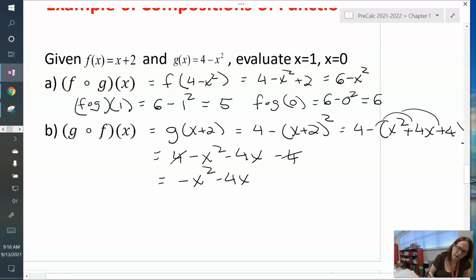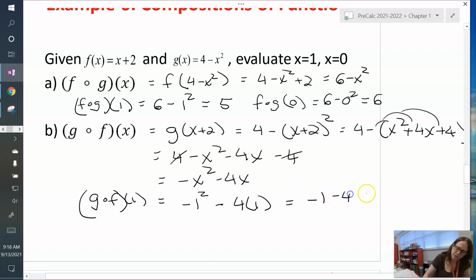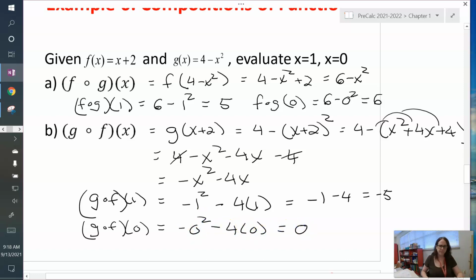Let's get the f∘g of 1. Sorry, g∘f. g∘f of 1 is going to equal -1 squared minus 4 times 1. I get -1 minus 4. That's a -5. And we'll do the same thing. We'll get g∘f of 0. -0 squared minus 4 times 0. I get 0.